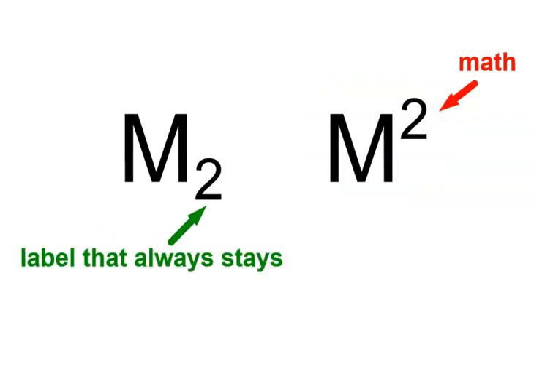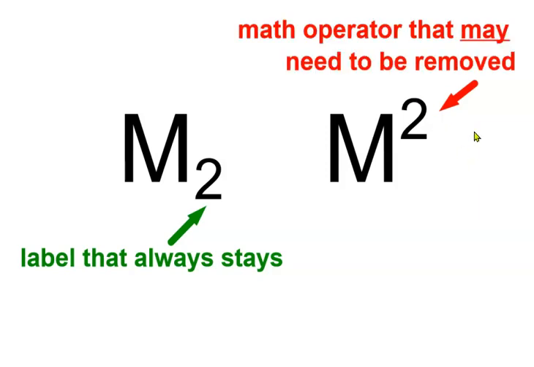A subscript is a label that always stays with this variable. It never gets separated or removed. But a superscript is a math operator that you may or may not have to remove by using a root.